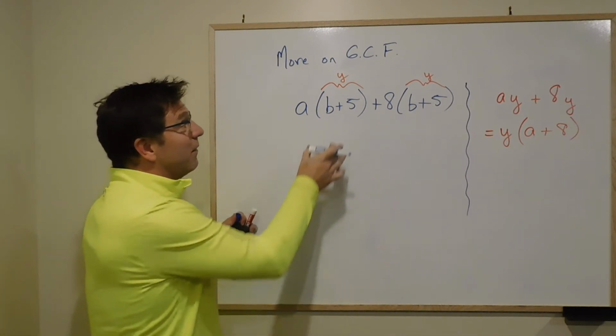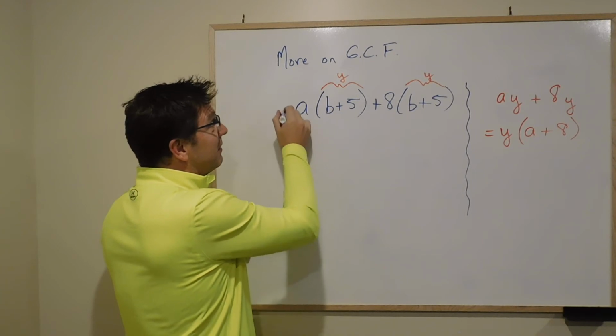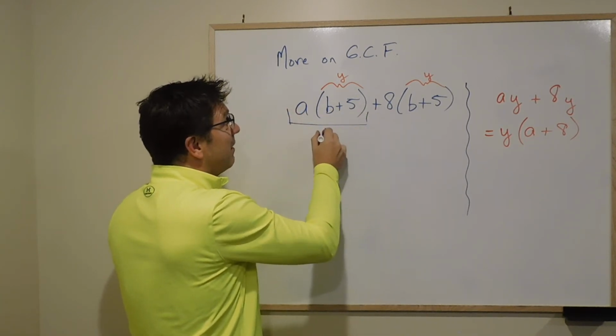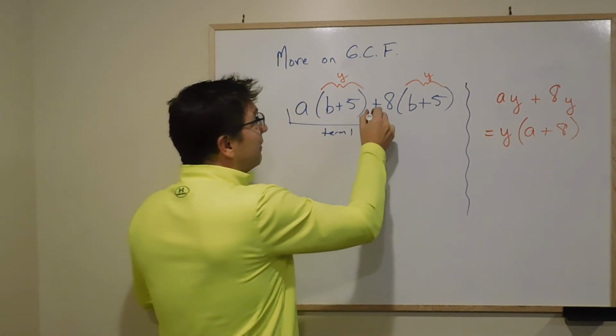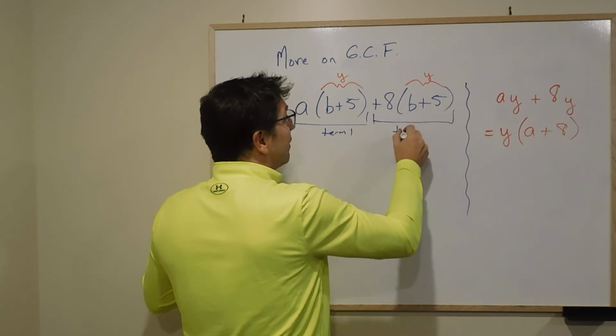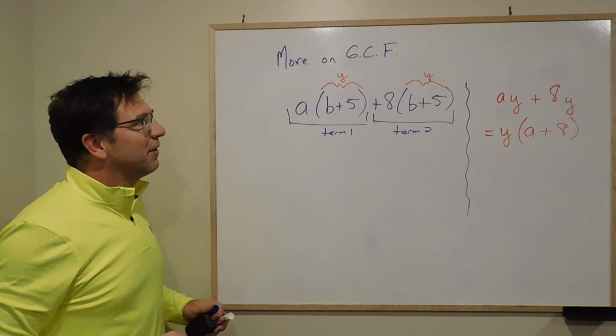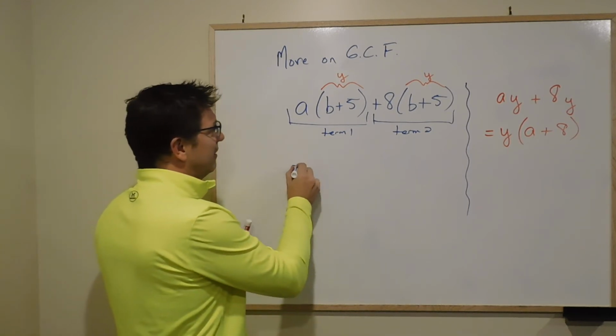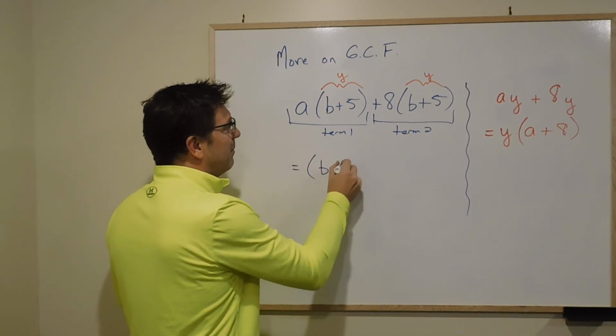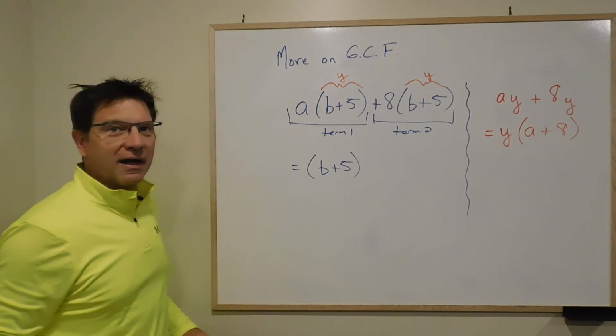So because it's the same, it's in this term, that's term 1, and this is term 2, and I say what's the same in both terms? Well, the bracket b plus 5. So this is common to both, okay?